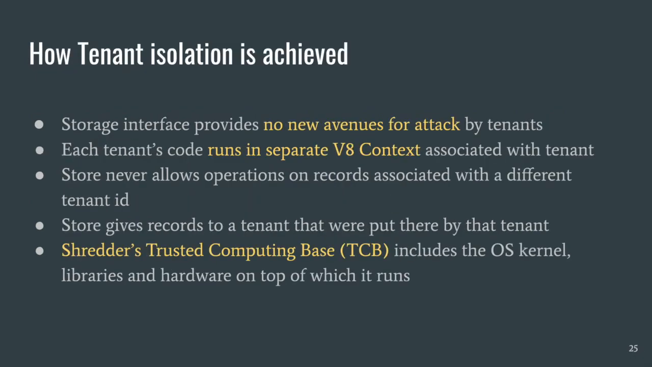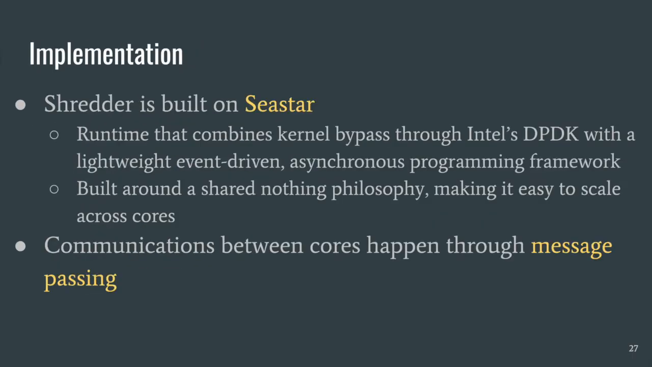Now let's look into the implementation. Shredder is built on C-star, a runtime that combines kernel bypass through Intel's DPDK with a lightweight, event-driven asynchronous programming framework, built around a shared-nothing philosophy, making it easy to scale across cores. Communication between cores happens through message passing.